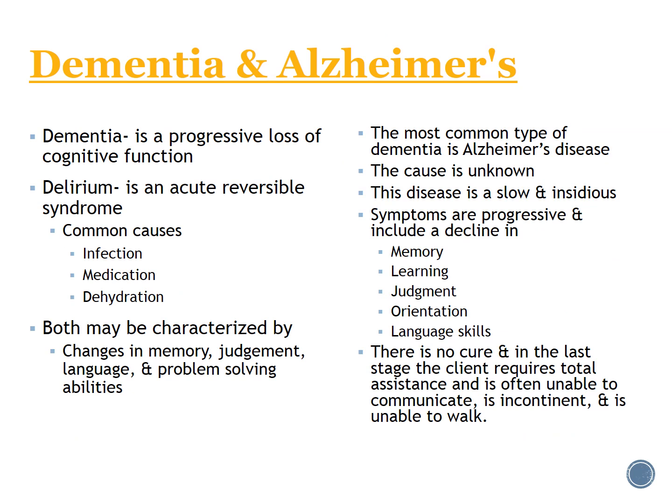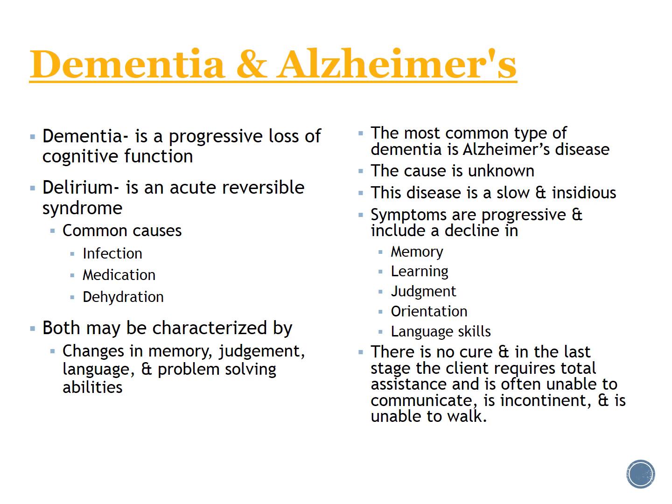I want you to understand the difference between dementia and delirium. Dementia is a progressive loss of cognitive function, where delirium is an acute reversible syndrome that can be caused by infection, medication, and dehydration. Both of these can cause changes in judgment, memory, language, and problem solving. One of the most common forms of dementia is Alzheimer's disease. I want you to click on the title of this slide, and it'll give you an example video of a person that's dealing with Alzheimer's disease.